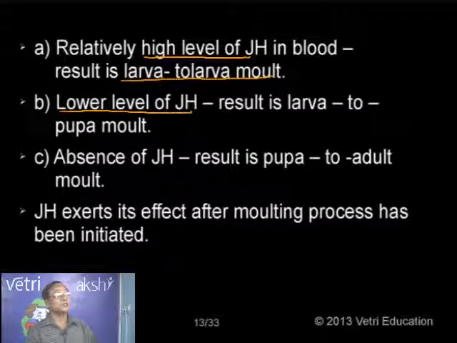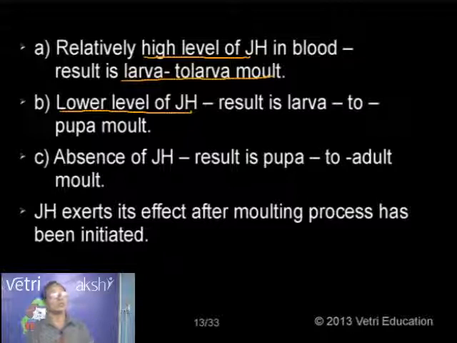It exerts its effects only after the molting process has been initiated. Once the molting process or metamorphosis has started, then only it produces its effects on that process. So it inhibits metamorphosis. One hormone, ecdysone, promotes metamorphosis, and this juvenile hormone, JH, suppresses or inhibits metamorphosis. The levels of these two are responsible for the normal metamorphosis process in arthropods, in the case of insects.